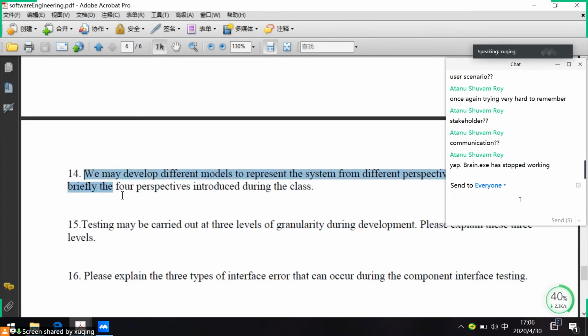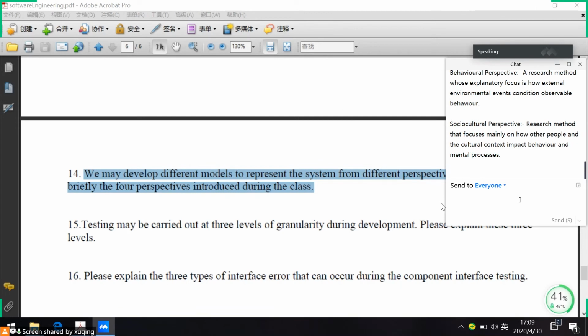For the 14th exercise, we may develop different models to represent the system from different perspectives. Please explain briefly the 4 perspectives introduced during the class. This exercise was also in the assignment, in the 6th assignment. Do you remember? In the 6th one. Some ideas for these 4 perspectives.